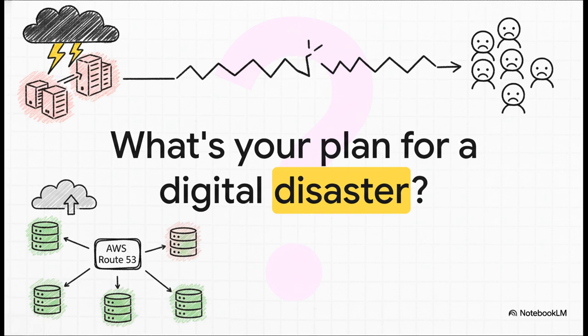Let's just start with a really high-stakes question. Imagine an entire AWS region goes dark. Your main servers, totally offline. What are your users seeing? A total outage? What is your plan for that kind of digital disaster? It's a scenario that every single architect has to be ready for.